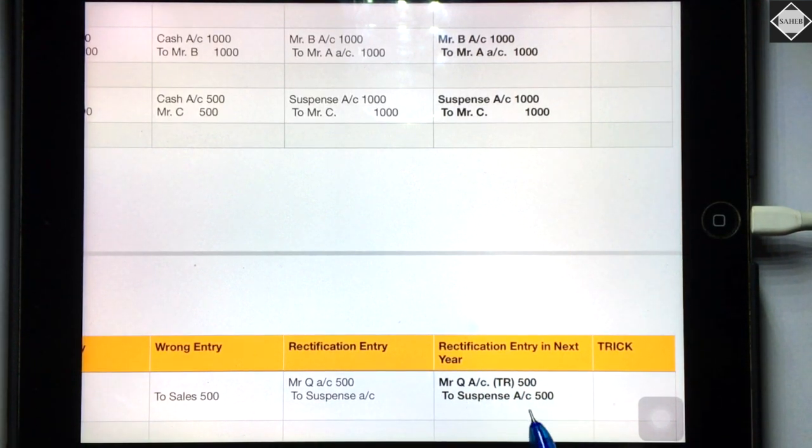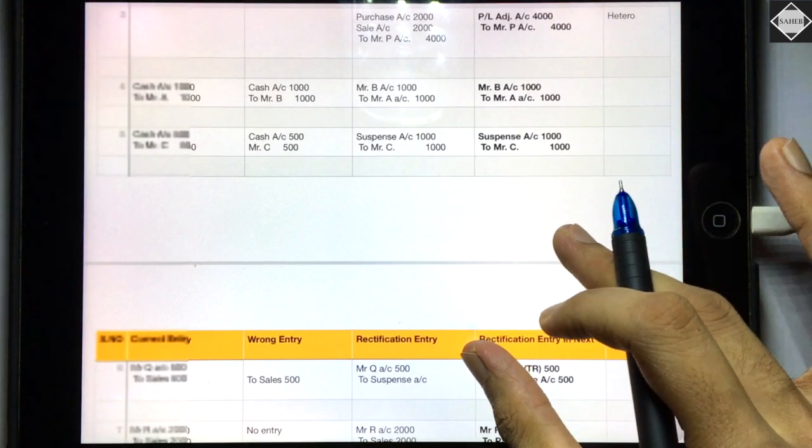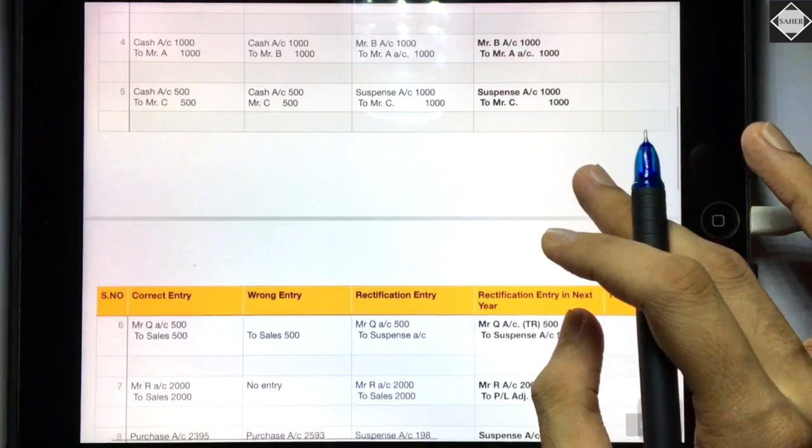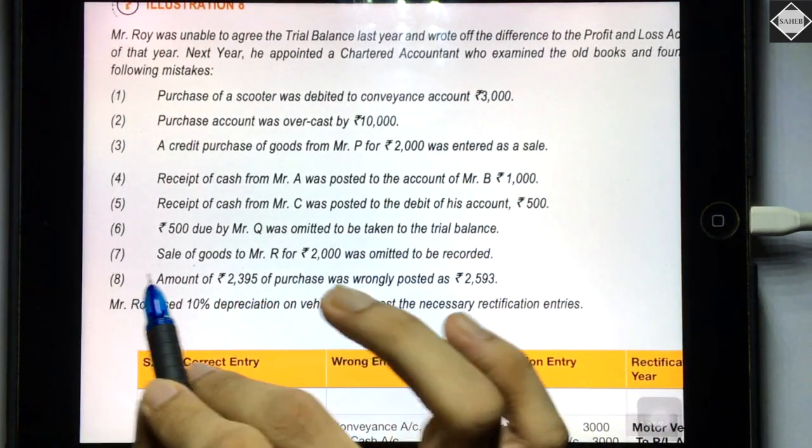Q account debit to suspense account. You can also say Mr. Trade receivables account, debtors account, that also you can take. Now if you see in the module, I think they have taken trade receivables. Okay, that's also fine. Same thing. Okay, clear. Now the seventh transaction, see here, sale of goods to Mr.